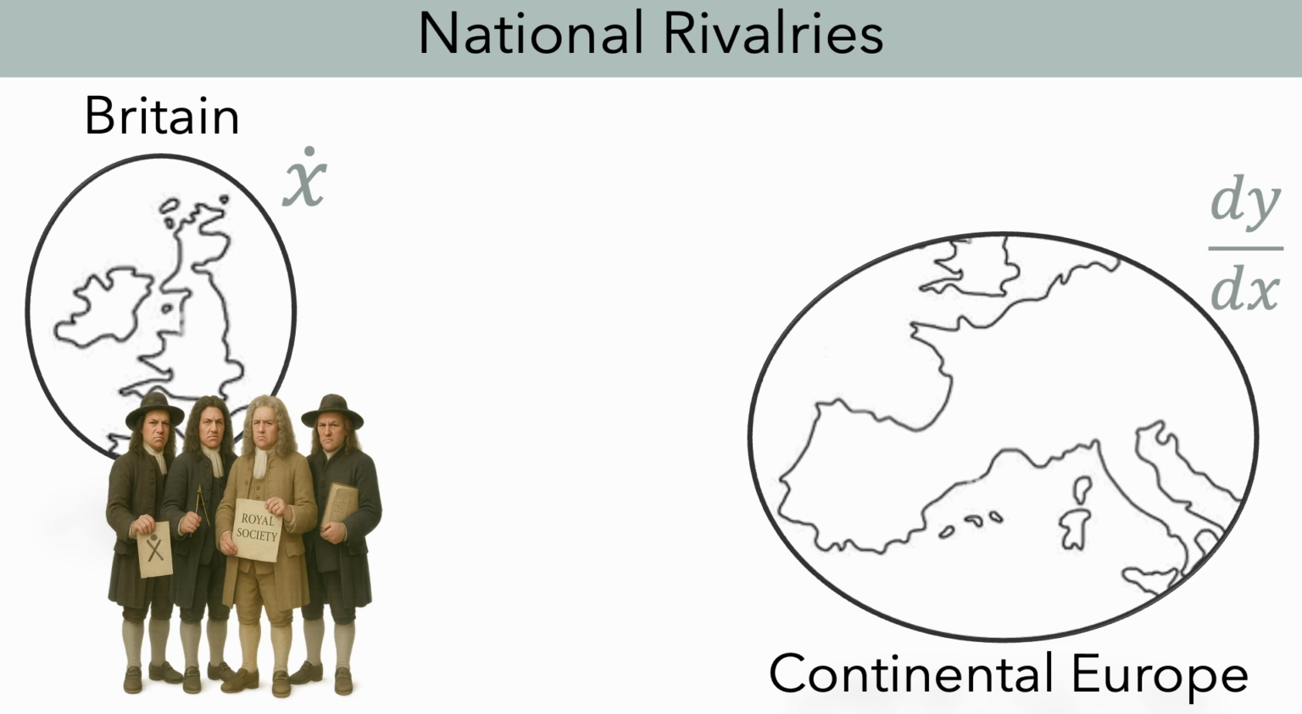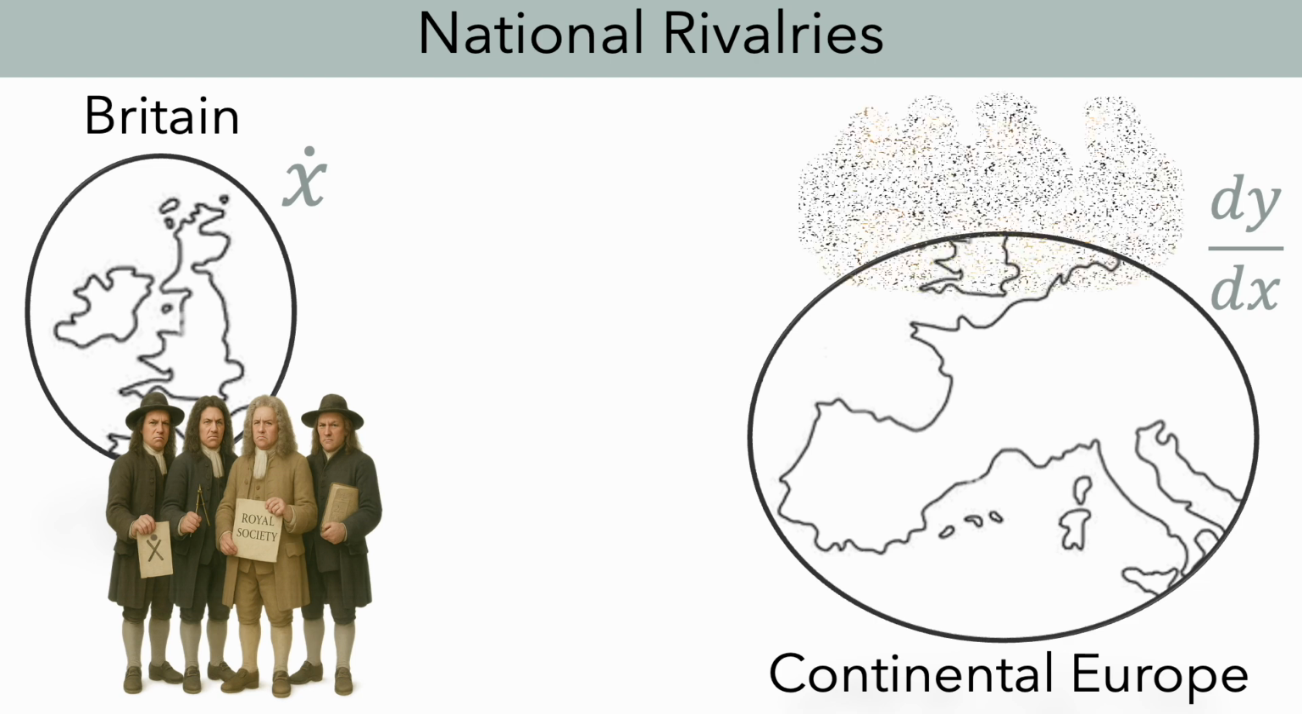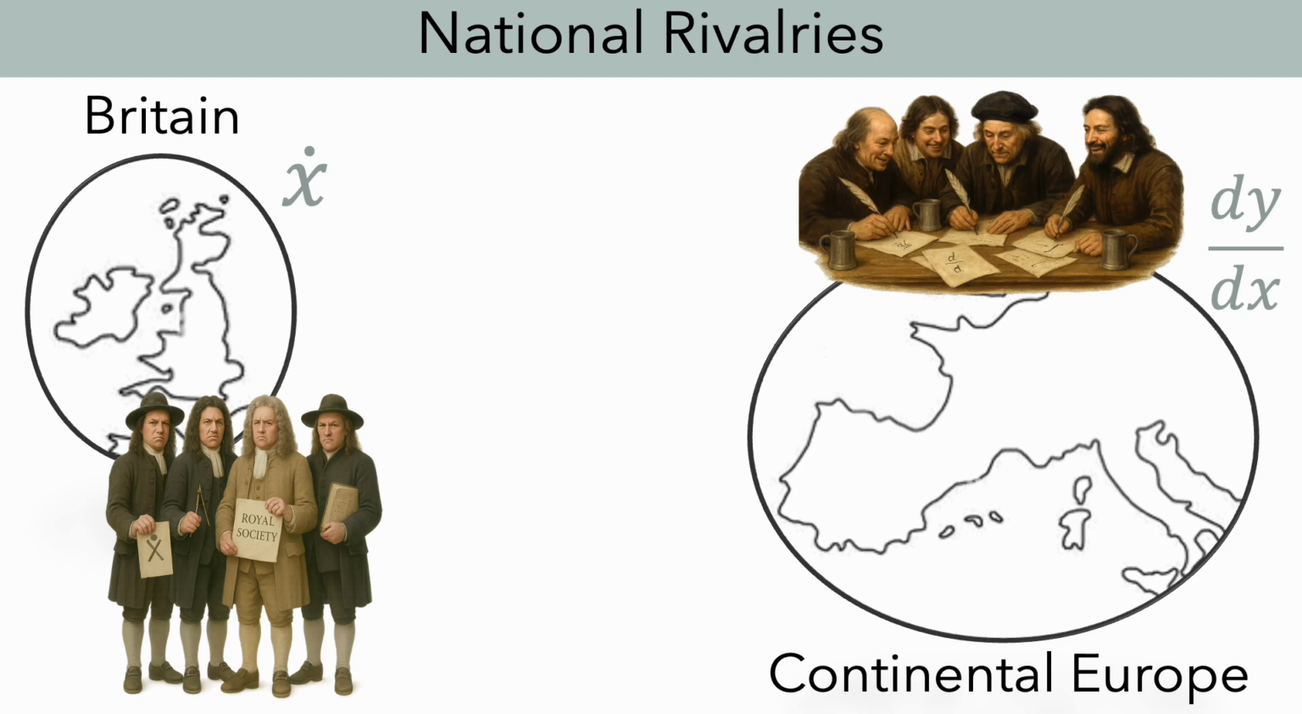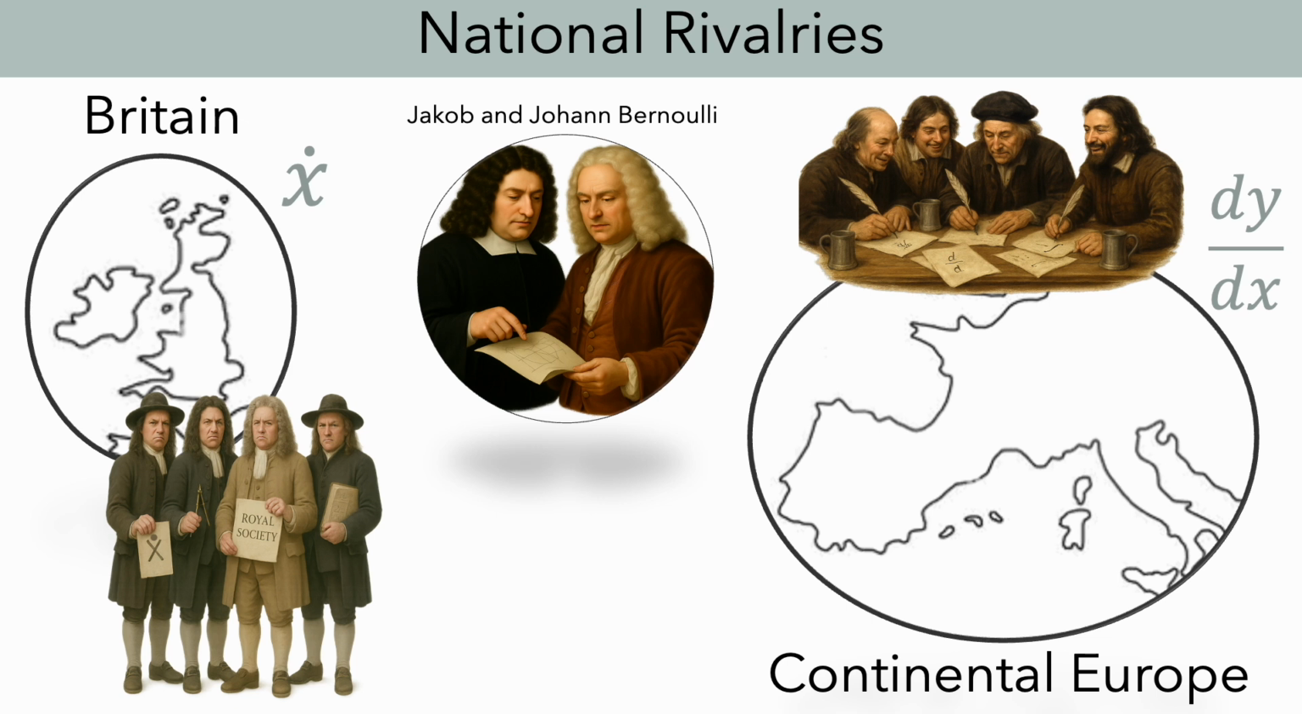But the truth is, the dy dx notation was simply better for most mathematical work. While British mathematicians struggled with that awkward dot notation, their European counterparts were racing ahead using the more flexible system. Enter the Bernoulli brothers, Johann and Jakob, two Swiss mathematicians who became the great champions of Leibniz.